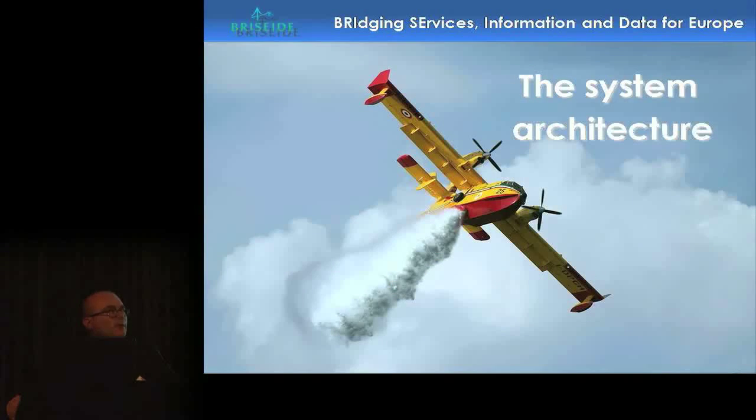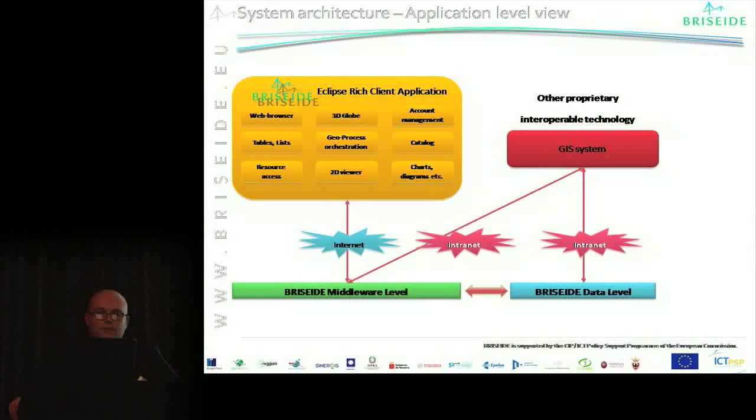Now I would like to give you a technical overview, not very technical, I would say, but at least to give you an understanding and present what we are actually developing. The system architecture of Briseide is a typical SOA architecture, characterized by three levels: the data level, the middleware level, and the application level. The application level that we are considering developing is an Eclipse rich client application using plugin technology. So the user will be able to customize the interface and the functionality as required, and this will satisfy the development of a very thin client. Of course, we are also considering proprietary technology, but the interoperable kind. So each kind of proprietary technology can interact directly with the middleware level or the data level if it satisfies the OGC interoperability standards.